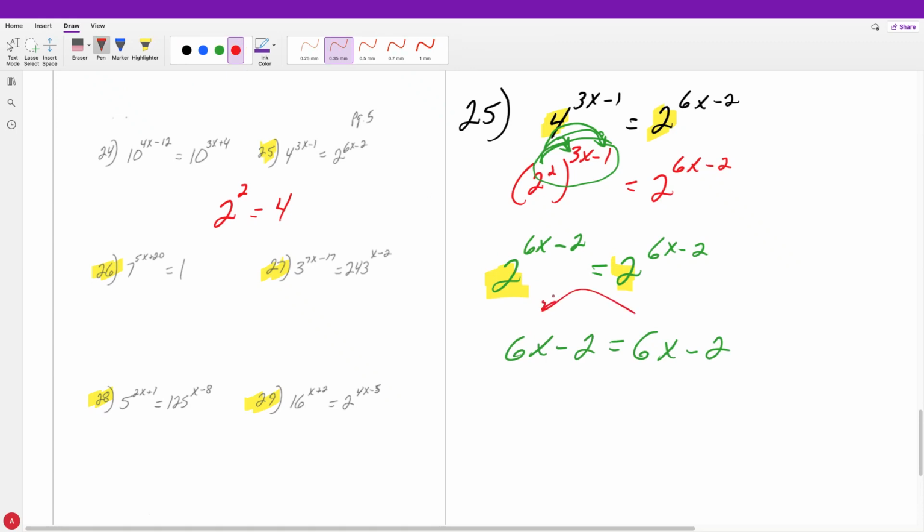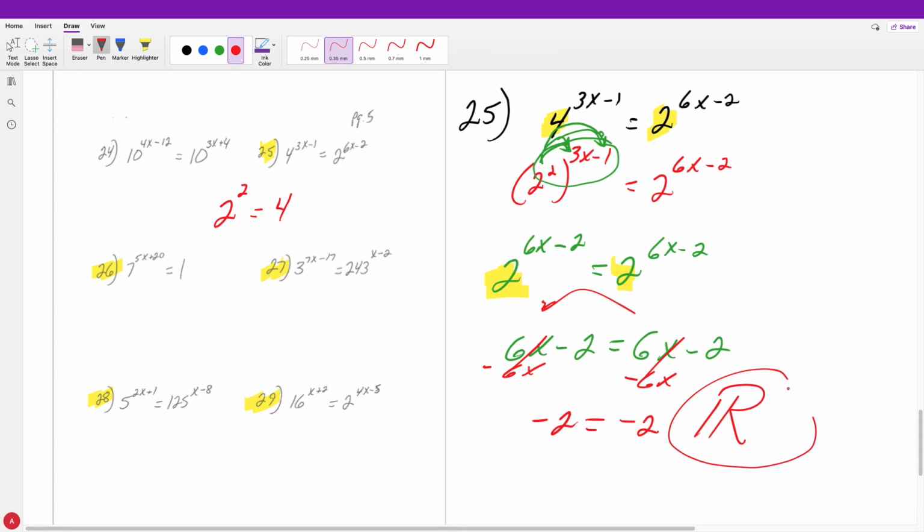Well, once I go to move my variable to one side, I'm going to notice that both of those cancel. And now I get negative 2 is equal to negative 2, which is a true statement. So that means all real numbers or infinitely many solutions. Should say all real numbers. We usually say infinitely many. Now that we've started to learn like systems of equations, that's where we would say infinitely many.